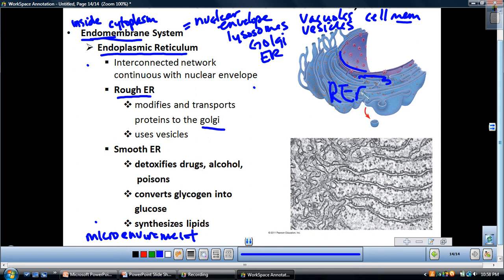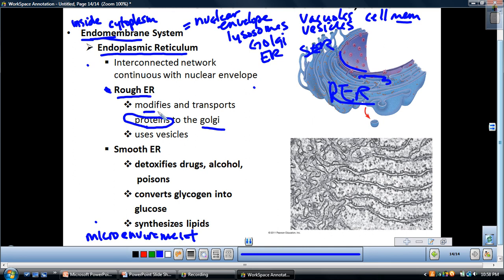RER. And then up here on the outer edges, this is SER, which is smooth endoplasmic reticulum. Both of them are composed of the same double phospholipid bilayer that comes off the nuclear envelope, but their jobs are very, very different. In fact, look at the rough ER. Everything that it does has to do with proteins. That's what it does, protein production.